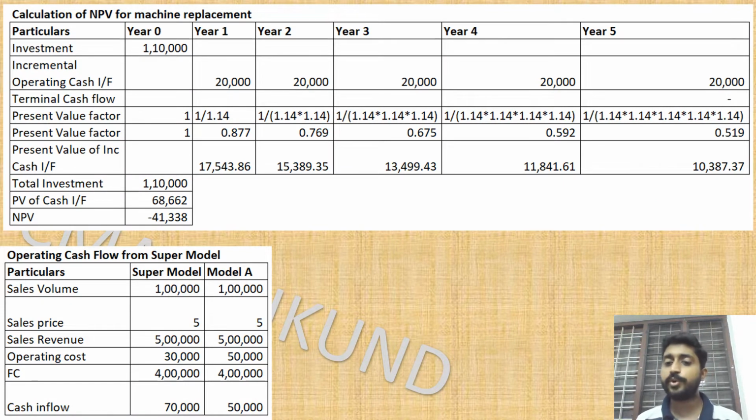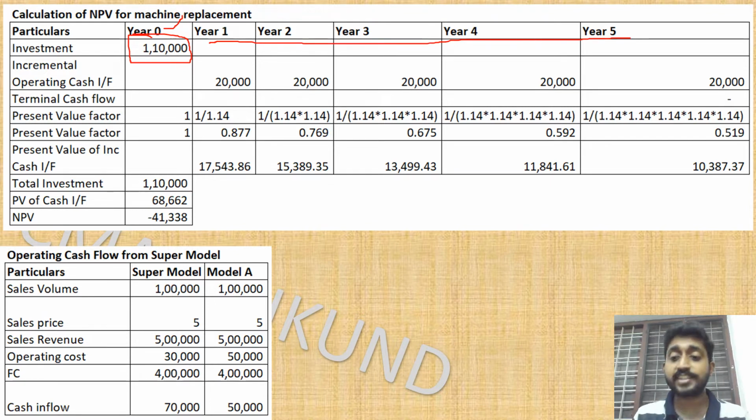So if the net present value is positive, it is good for the company, which means the overall project or investment is getting some returns. That's why the net present value should be positive. So the investment, as we discussed in our last slide, total investment is 1,10,000 that we are installing in year 0. And it is given in the question that the project life is 5 years. So I am taking year 1 to year 5 in the columns.